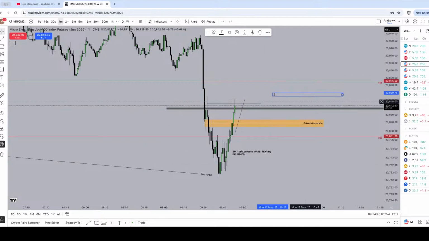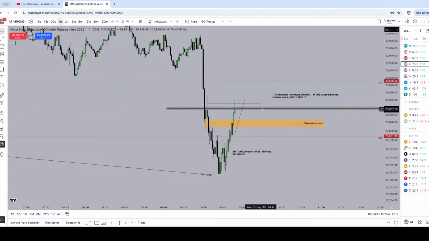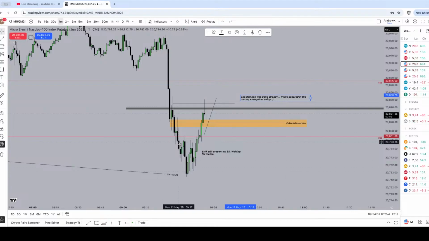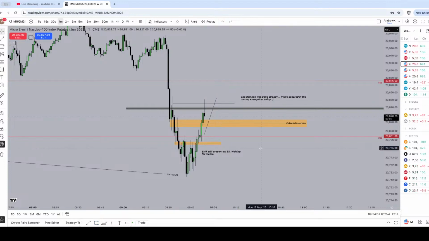Understand the damage was done already. If this occurred in the macro, juicier setup. So there's your inefficiency reached. So where could you have entered at? Well, I'm not going to hold your hand. There's your entry. A precise entry at that. So you get a precise entry at 791, carry it up to here, to this wick.